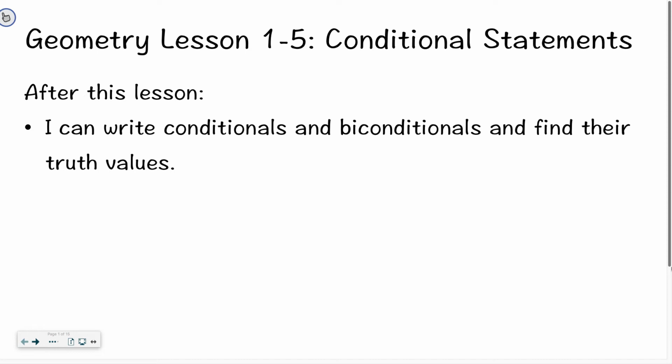Hello class, welcome to Geometry Lesson 1-5, Conditional Statements. After this lesson, you should be able to write conditionals and biconditionals, as well as find their truth values.